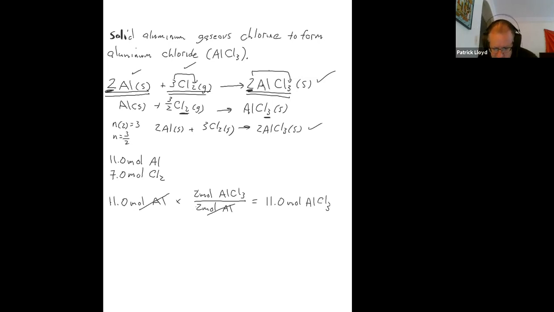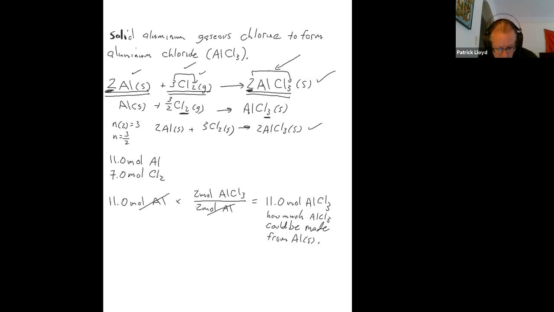Okay, so what that does is it allows us to figure out how much aluminum chloride could be made from the aluminum, the solid aluminum. And the reason I say could be is because we don't know, at least not yet, whether that's the actual amount that would be made, because we haven't taken the other reactant into consideration. So what I'm going to do now is the exact same calculation, figuring out how much aluminum chloride we could make, but using the chlorine gas.